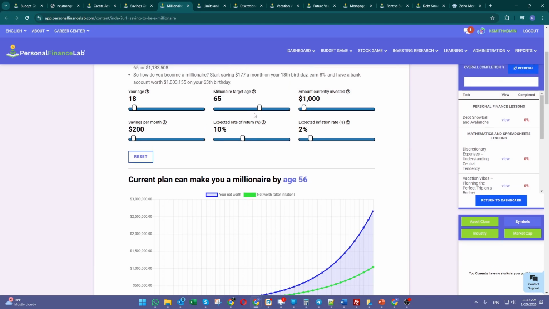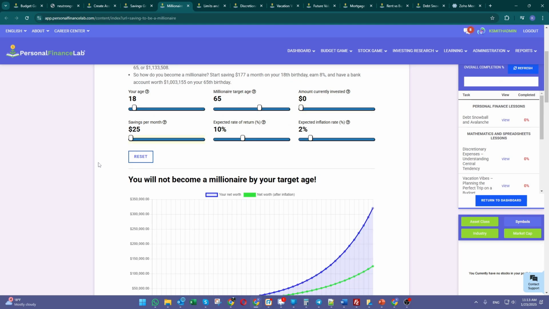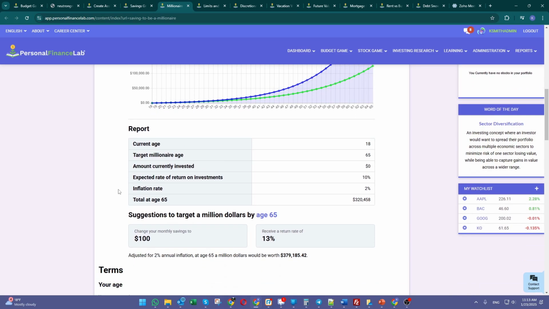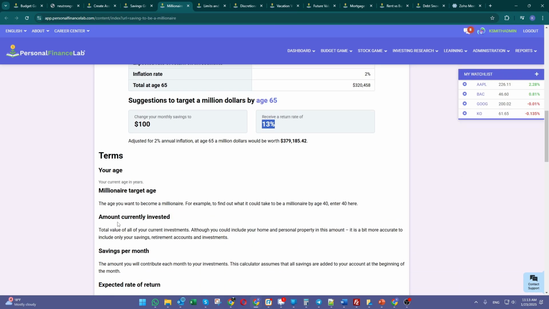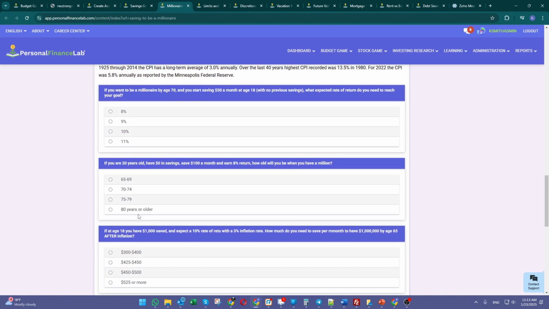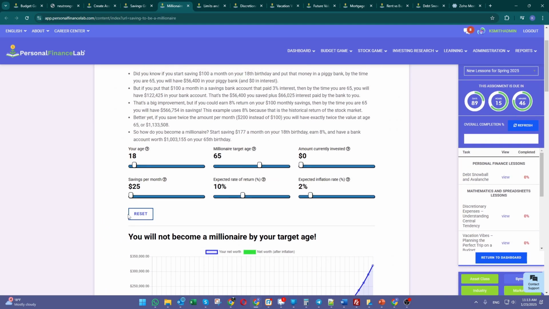Now let's say the student has very little to invest now, and they have very little they can save each month. They're not going to become a millionaire by their target age. What the new version of the calculator does is it actually gives them some recommendations of what they can do to reach $1 million by their target age. They can increase their monthly savings, or they can try to achieve a higher rate of return if they're being too conservative with the portfolio they're building. They can play around with these settings, and we have a quiz afterwards that introduces them to play around with these settings a bit more to see what the impact of savings and rates of return have over time.